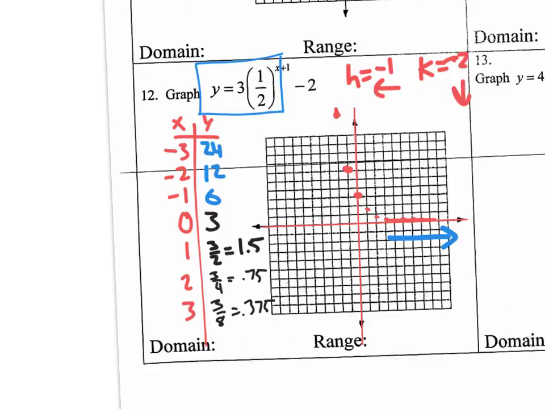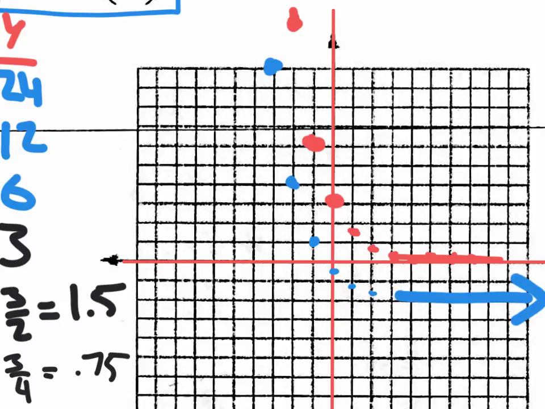Now the other coordinates, I'm going to move 1 to the left and 2 down. So there it is, this one that was off the graph, 1 to the left, 2 down, 1 to the left, 2 down, 1 to the left, 2 down, and so on and so on. So here's my final graph, these blue dots.